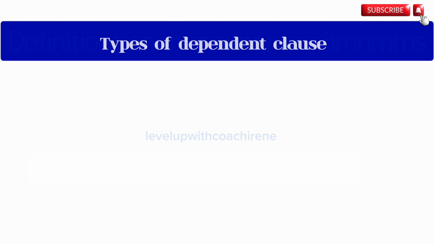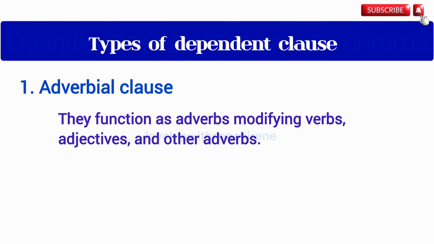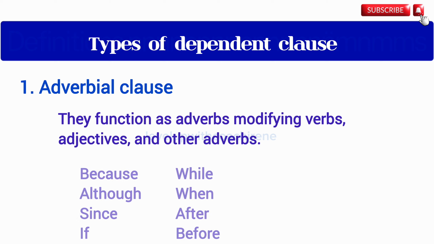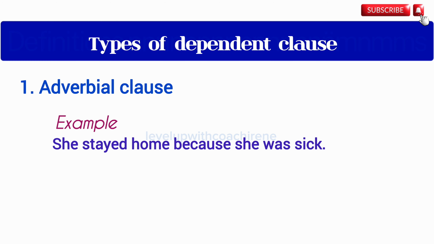Let us look at types of dependent clauses. Number one, adverbial clause. They function as adverbs, modifying verbs, adjectives, or other adverbs. They are introduced by subordinating conjunctions like because, although, since, if, while, when, after, before, and more. For example, she stayed home because she was sick.